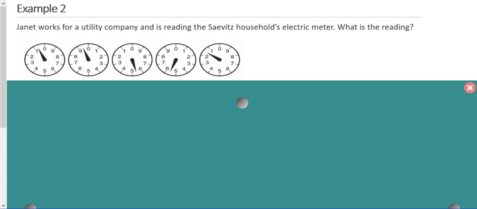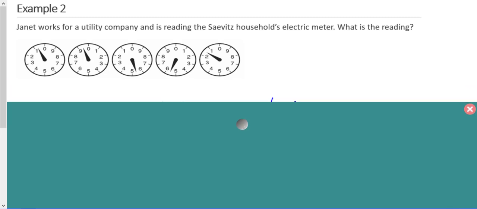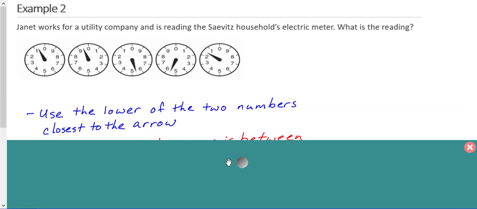In the second example, these meters are what they look at to read your water and your electricity. If you look at the dials, you will notice that every other dial, the numbers go in a different direction. But that doesn't matter. What matters is you have to understand how to read the meter. When you read each dial, you have to use the lower of the two numbers closest to the arrow. For example, the first dial on the left, the arrow is in between 1 and 0. So that first number is going to be 0. The second dial, the arrow is in between 9 and 0.